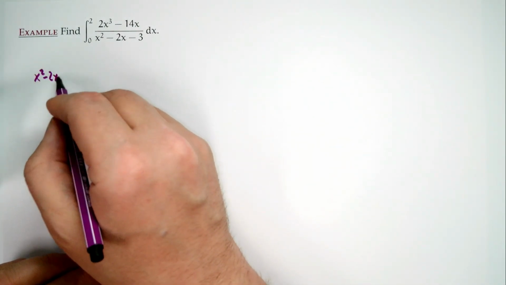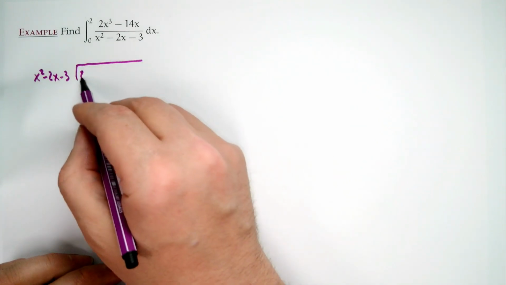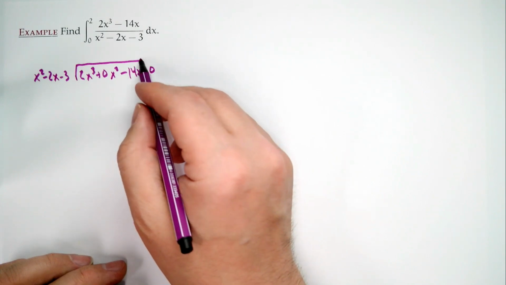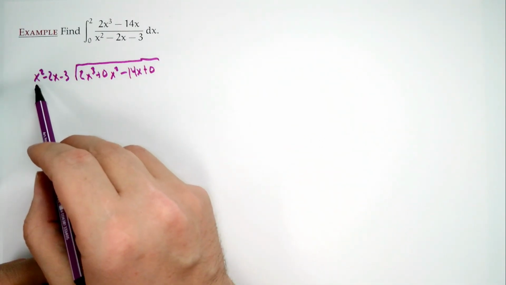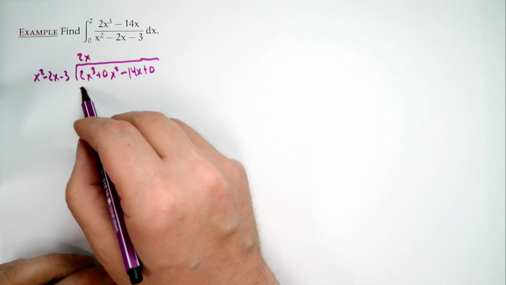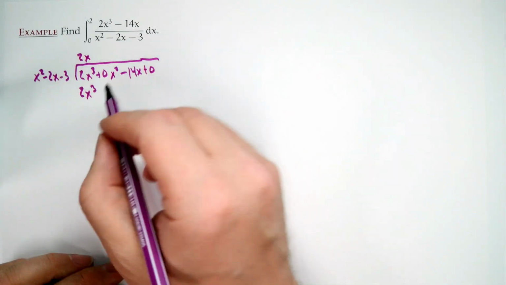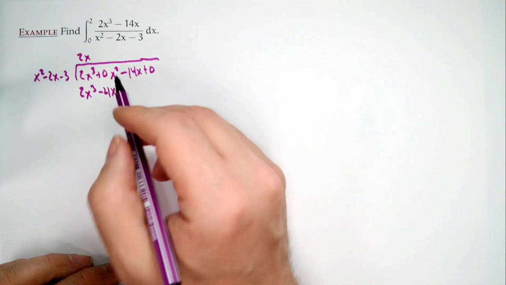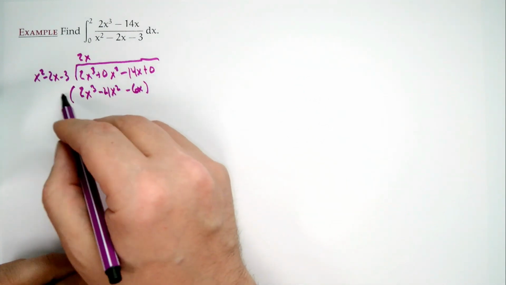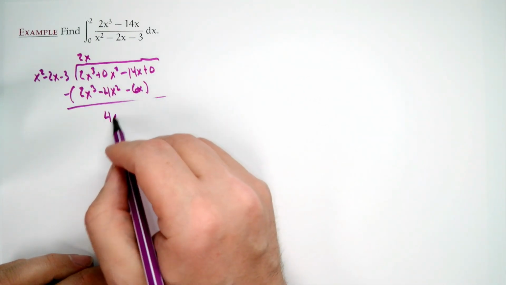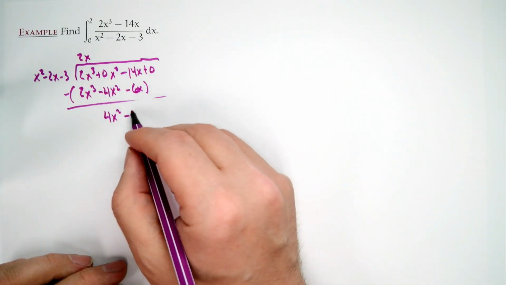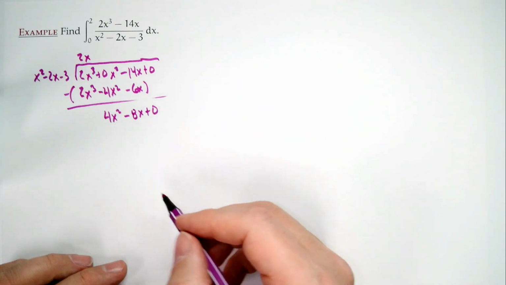So we're going to take x squared minus 2x minus 3, and divide that into 2x cubed, there's nothing, x squared, minus 14x, and nothing. I have x squared. To get 2x cubed, I need 2x. So multiply 2x by everything. 2x cubed, 2x times minus 2x gives us minus 4x squared. And 2x times minus 3 gives us minus 6x. And we subtract that, and we get 4x squared, minus 14 minus minus 6, so that's minus 14 plus 6. That's minus 8x and 0.